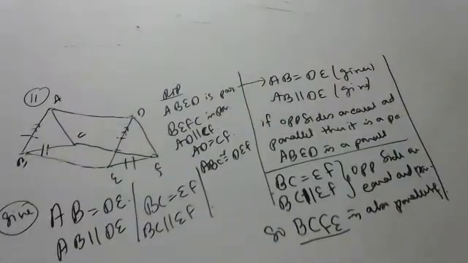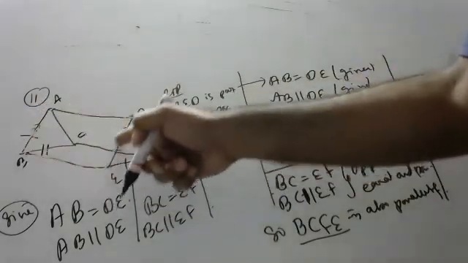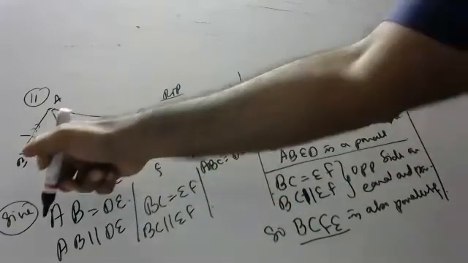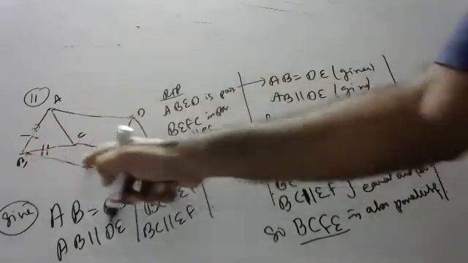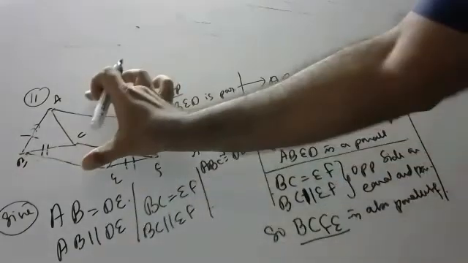Okay. Next, we have to prove that AD is equal to CF and AD is parallel to CF. Children, try to understand. Slowly I'm saying, this is a parallelogram, so this and this are equal. First, only see the upper one.